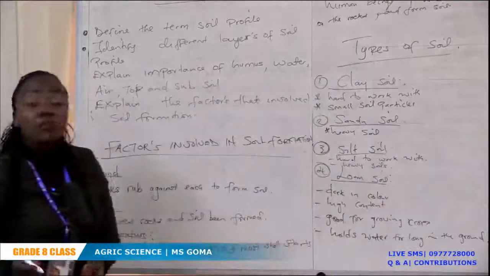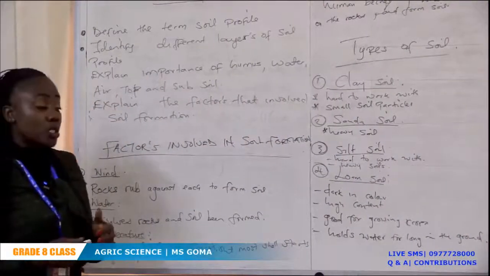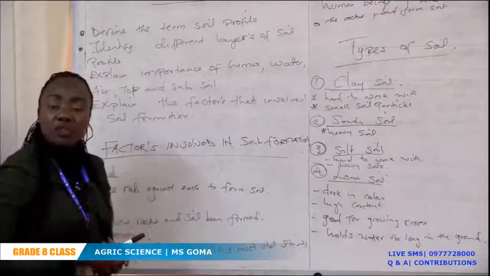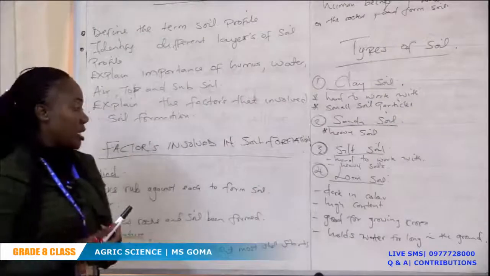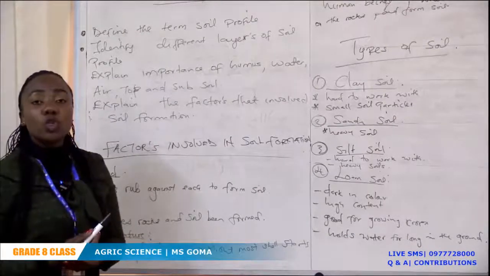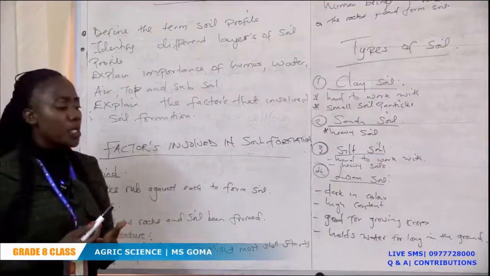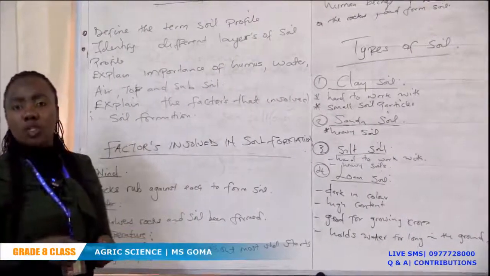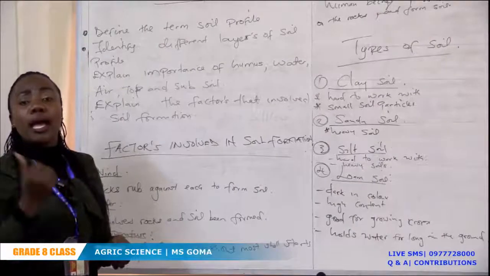Okay, so we're saying loam soil is the best soil that you can use when you want to grow crops. It's dark in color, high content of humus, and it has a lot of nutrients. It holds water for so long, because when you're growing crops and adding water to the garden, we need water to stay long in the ground so that it can be used by all parts of the plant.